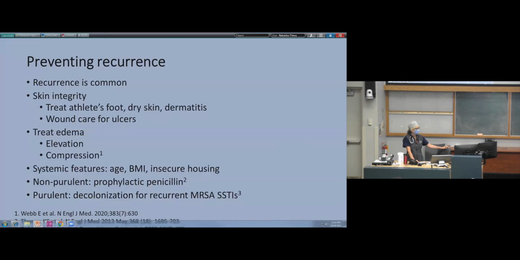I'm also going to talk about a strategy of using prophylactic penicillin for non-purulent skin and soft tissue infections. And for purulent infections, I'm going to talk about decolonization for recurrent MRSA.